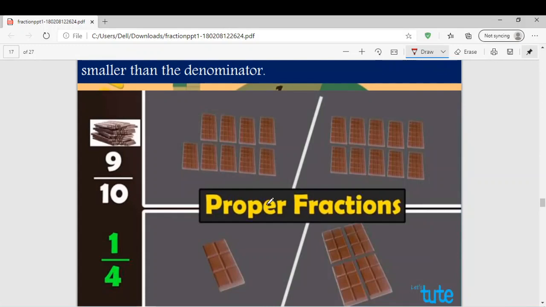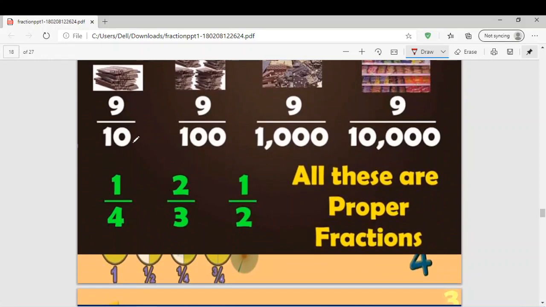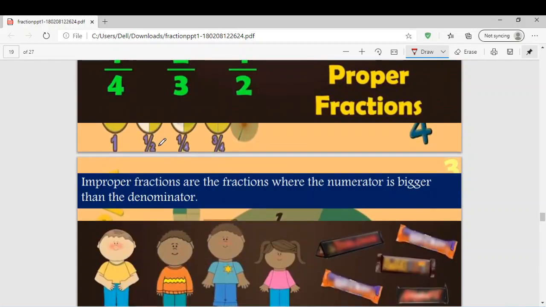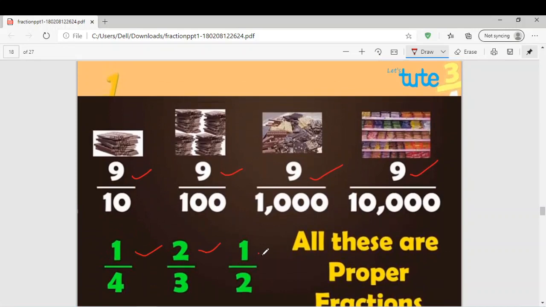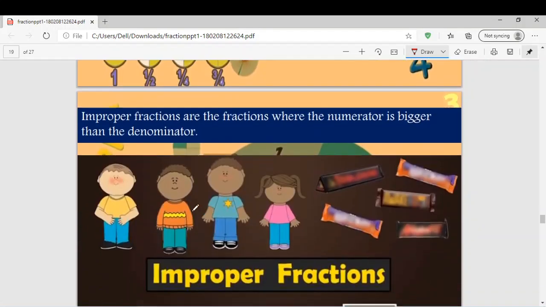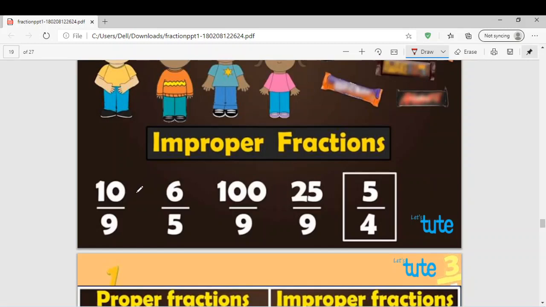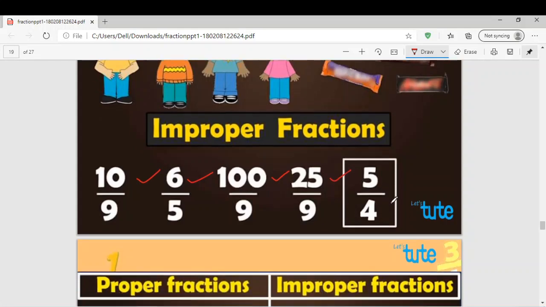So first we learn about the proper fraction. Do you know what a proper fraction is? Proper fractions are like 9 upon 10, 9 upon 100, 9 upon 1000, 9 upon 10,000. These are proper fractions. Similarly 1 upon 4, 2 upon 3 and 1 upon 2. Improper fractions are the fractions where the numerator is bigger than the denominator. See this: 10 upon 9, 6 upon 5, 100 upon 9, 25 upon 9.